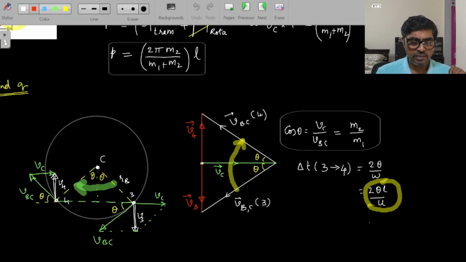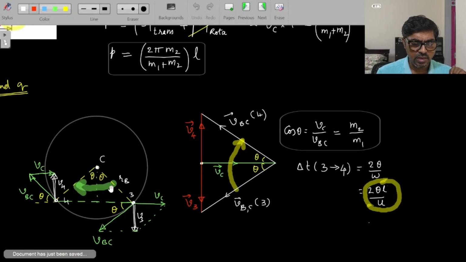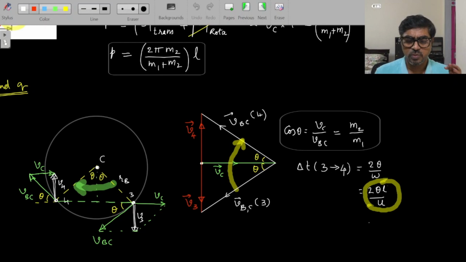So that means as the particle goes from 3 to 4, you see that the radius vector has turned this much angle, that is theta plus theta, 2 theta. Simultaneously even VBC would rotate by 2 theta here. So angle turned by the radius vector equals angle turned by VBC, which is going to be 2 theta there. Now this theta we can calculate using this right angle triangle idea.